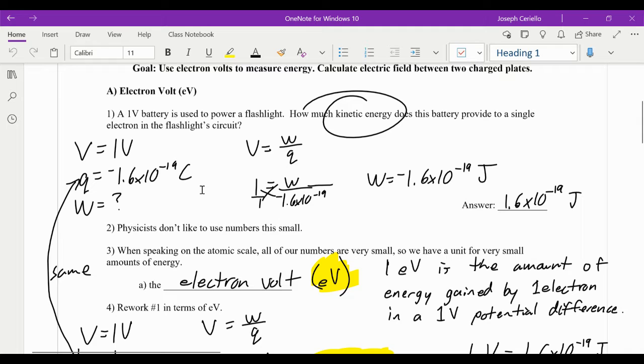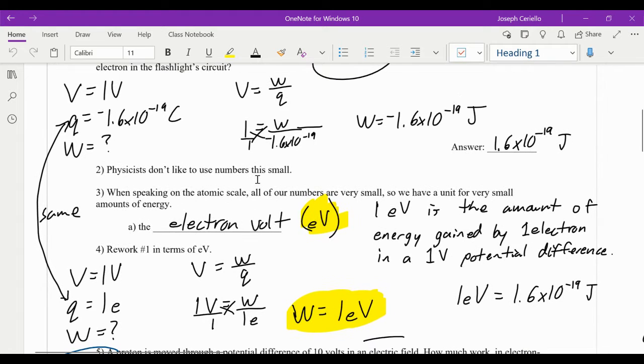So number one says a 1-volt battery is used to power a flashlight. How much kinetic energy does this battery provide a single electron in the flashlight circuit? So we know the voltage, 1 volt. We know the charge of a single electron, negative 1.6 times 10 to the negative 19. So we're looking for the energy, work, W. So working through this, we get an answer of 1.6 times 10 to the negative 19 joules. All right, going through the math there.